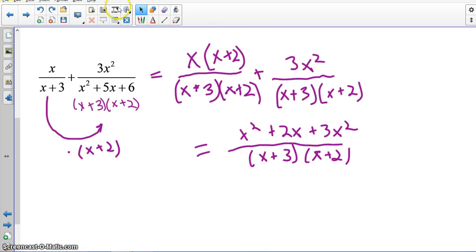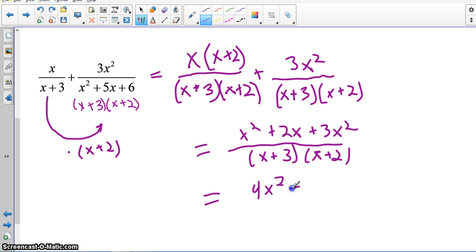Then we can combine like terms, and we're about home free. X squared plus 3x squared, so it's 4x squared plus 2x. And now you should always check and see if you can reduce the fraction at all, but you cannot. It would be a heck of a coincidence because, like I said, I made this problem up, and usually you have to be looking ahead to make sure you can do something like that. You can factor out a 2x, but you can't factor and reduce.